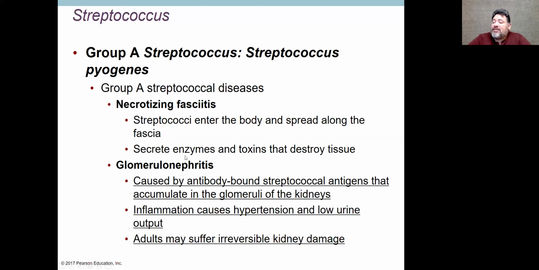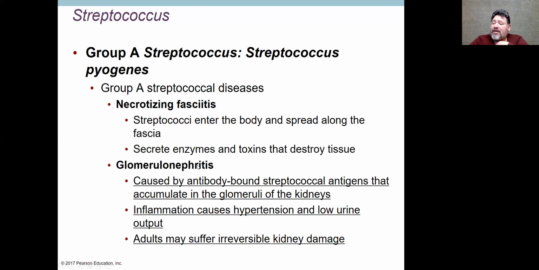So again, it secretes enzymes that literally destroy the tissue, and it's a significant problem. If somebody actually has this, antibiotics is not enough. The necrotized tissue, or the dead tissue, has to be removed immediately and surgically and aggressively. Okay, so this is incredible stuff.